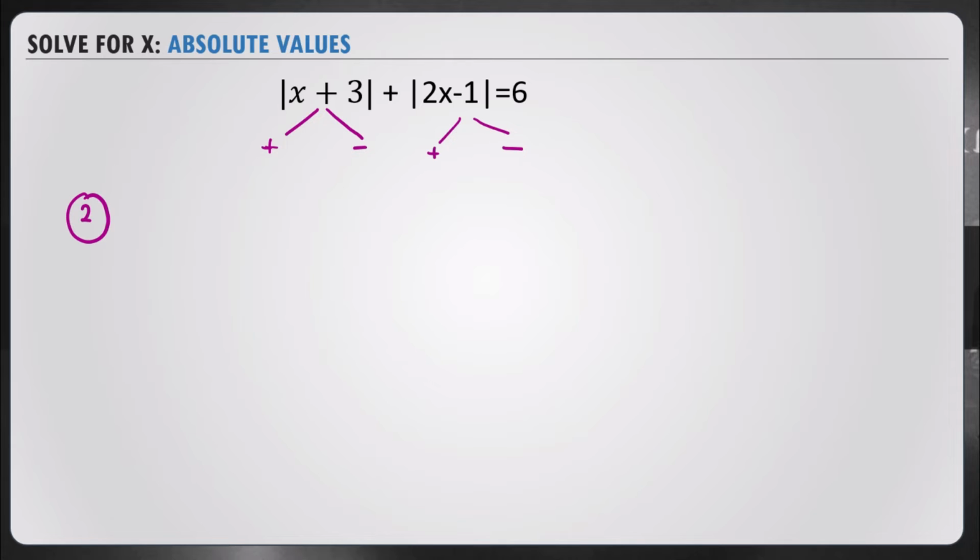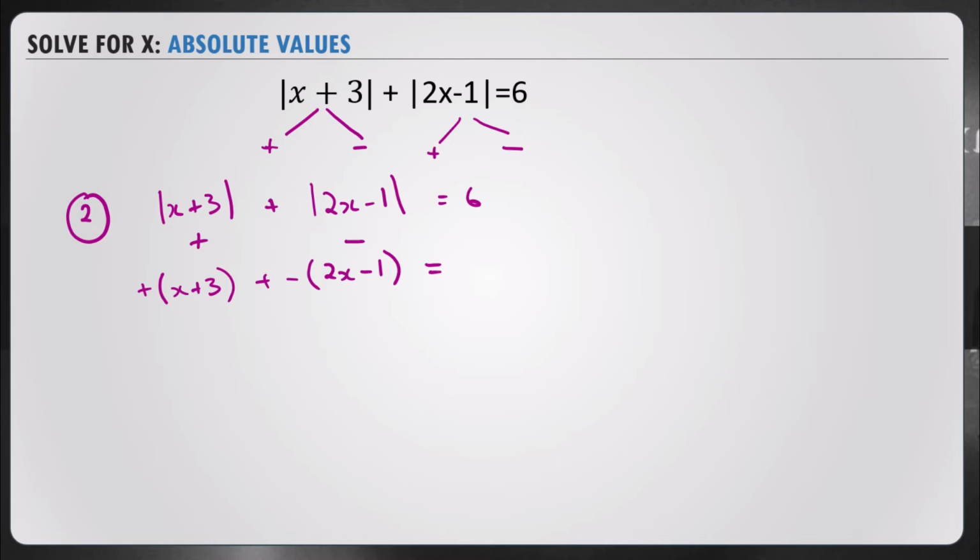The second possible solution is, let's say x plus 3 was positive and 2x minus 1 is negative, equal to 6. So let's start putting it in. Positive x plus 3 plus negative 2x minus 1 should be equal to 6. Let's solve this. We get x plus 3, this will give me negative 2x and positive 1. All right, so we get negative 2x plus 1 is equal to 6. And this will give me negative x, grouping the x's, plus 4 is equal to 6. Subtract 4 on both sides, we get negative x is equal to 2. So basically x is equal to negative 2.